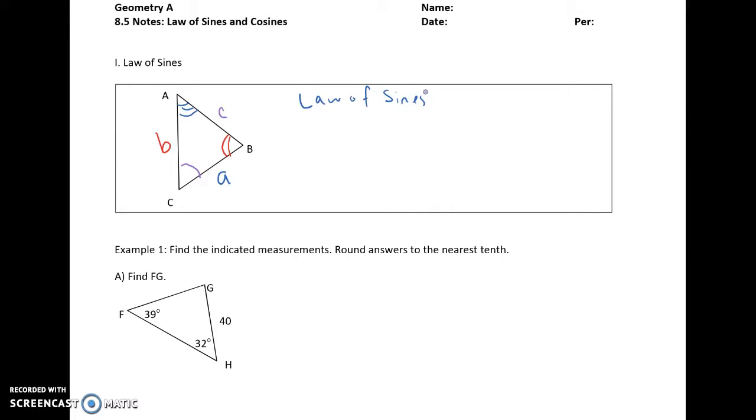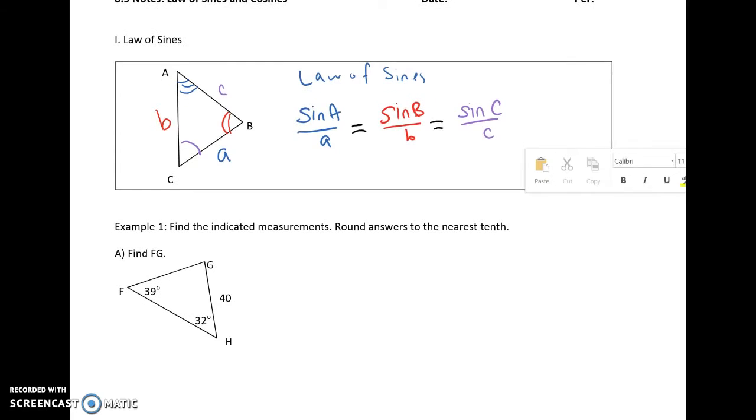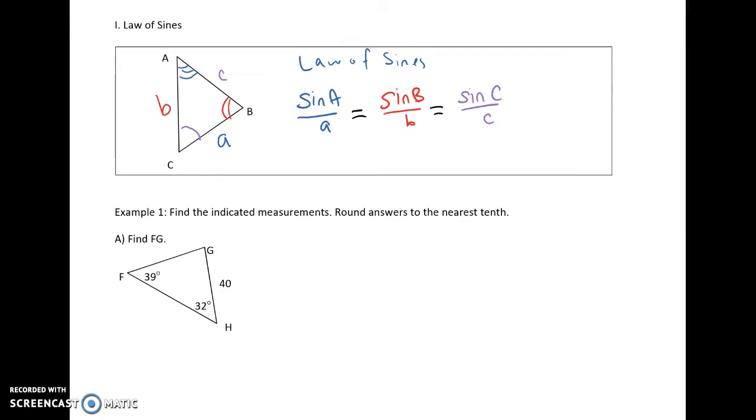What it does is it just creates a proportion. So let's write this down. The law of sines tells us the sine of angle A over the length of A equals the sine of angle B over the length of B, which is equal to the sine of angle C over the length C. So we can use that to find measures of angles or sides in any triangle depending on the information given. In general with law of sines, you're going to need a couple angles or a couple sides in a certain formation. We'll talk about that in a little bit.